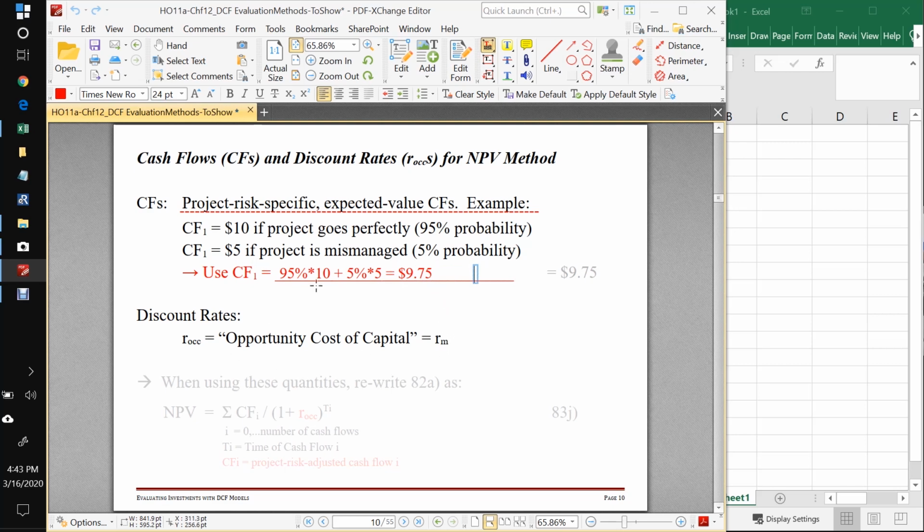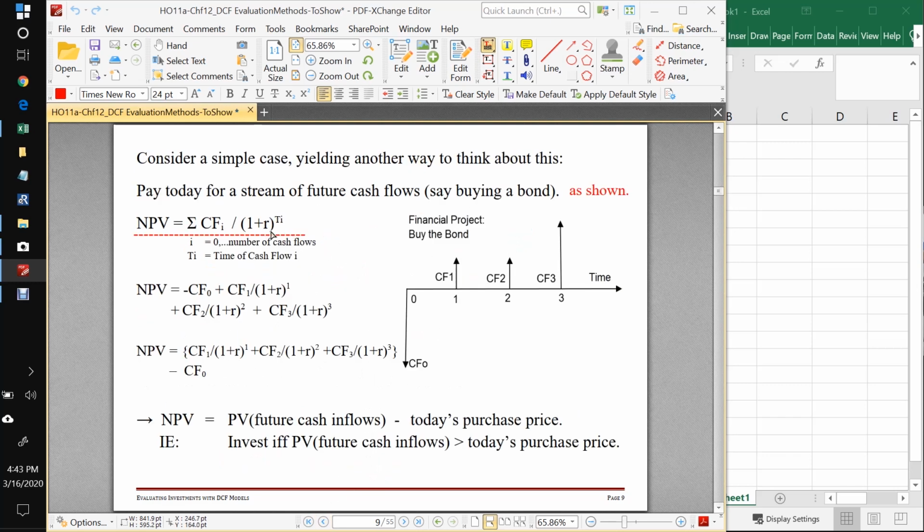So what are we going to do with our discount rates? What do we want to plug in for R here?